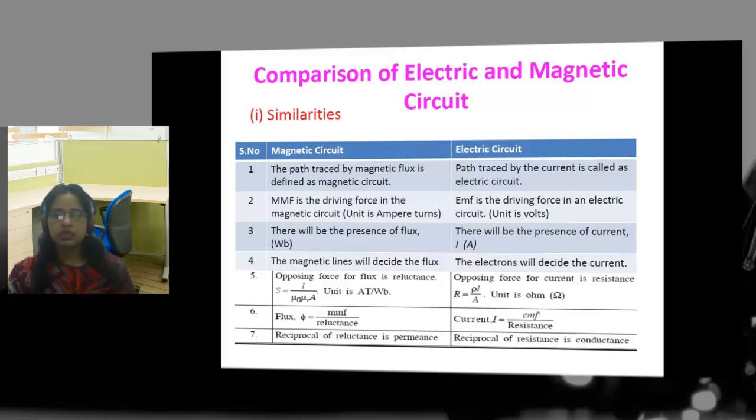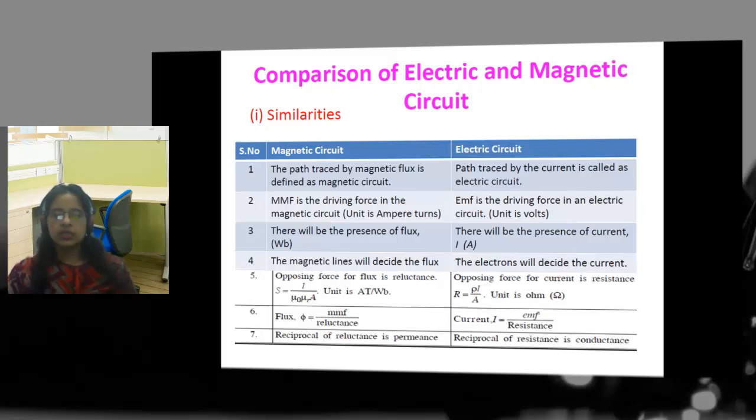As I told you, MMF is a driving force which drives the flux through the closed path. And EMF is the driving force in an electric circuit. In an electric circuit, EMF was the driving force, whereas in magnetic circuit, MMF is the driving force. There will be the presence of flux. Okay, in magnetic circuit, flux is there. There will be presence of current I. So in electric circuit, current will be there and not flux. In magnetic circuit, flux will be there, but in electric circuit current will be there.